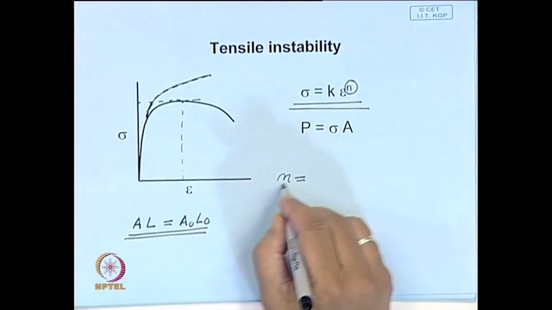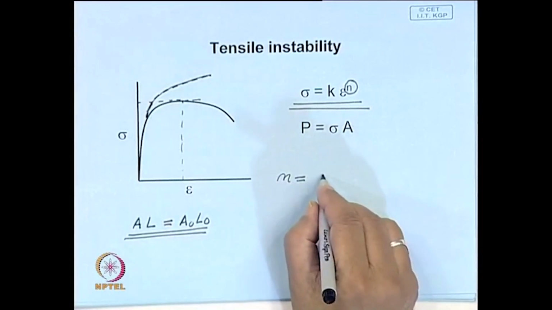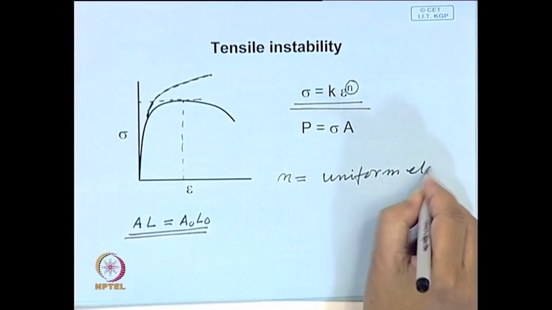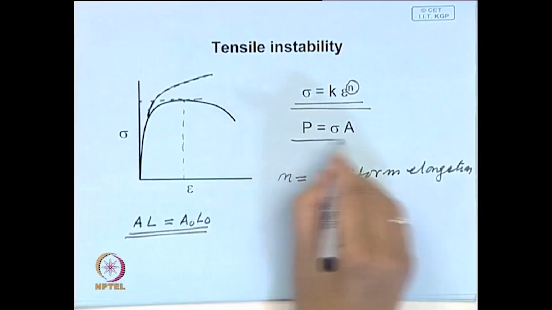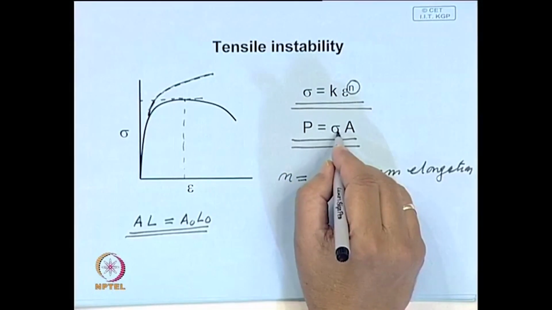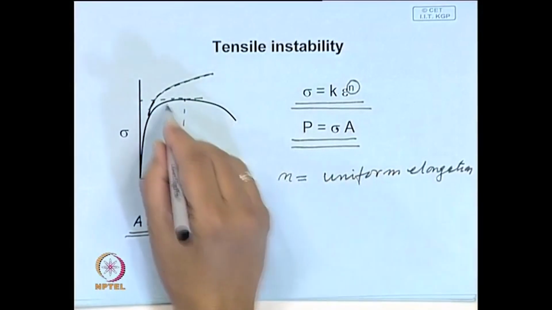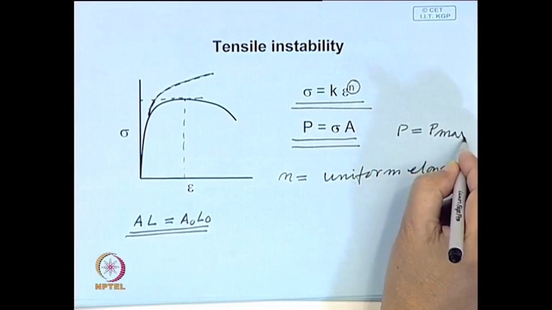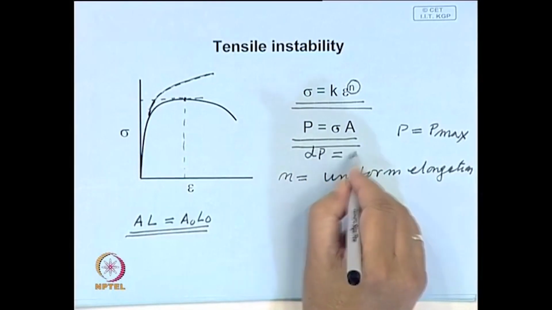And you try and show that n is a measure of uniform elongation. As a hint, I can give you that P is the load, which is given as sigma times area, and when P is maximum, the differential dP is 0.